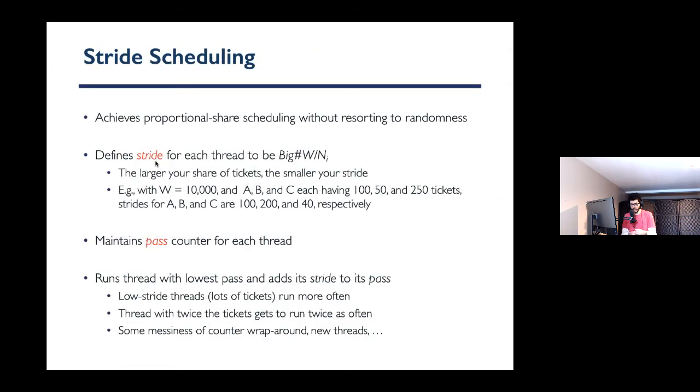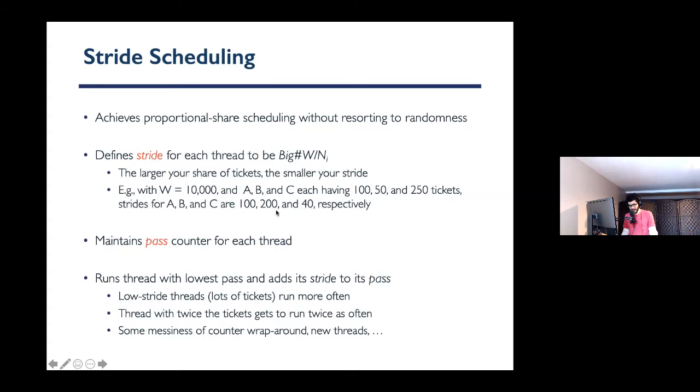I'm not going to go into the details of this, but you can prove with this scheduling that the time each thread gets on the CPU, if you have long-running threads, is proportional to the number of tickets that they have. So in this example, if we look at the time A and B got on the CPU, we'll see that A will get twice as much as B, because A has twice as many tickets as B. And if we compare C to B, we'll see that C will get 5 times more than B gets.